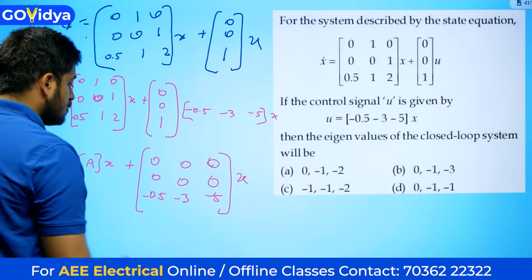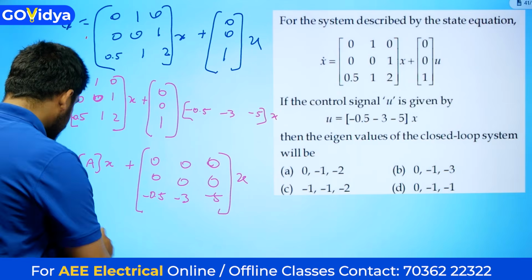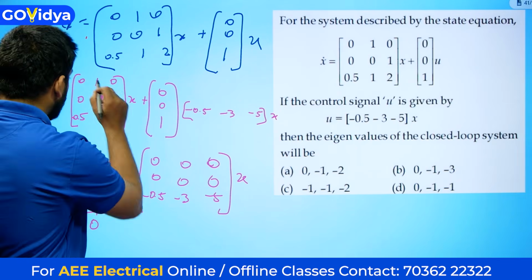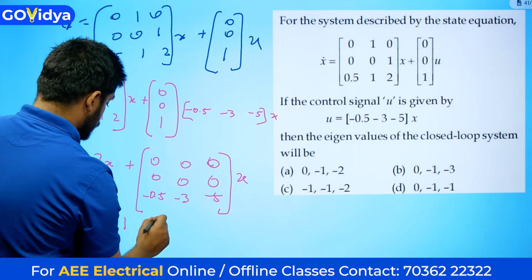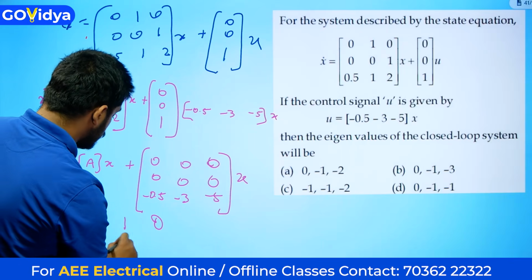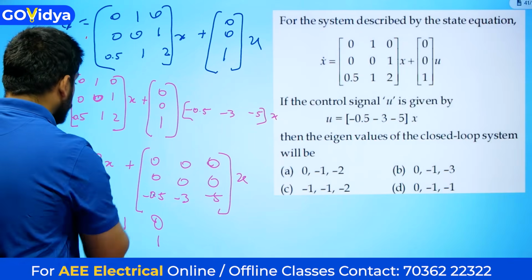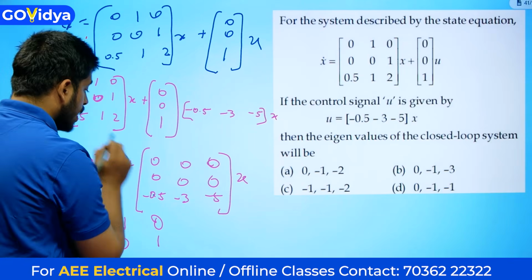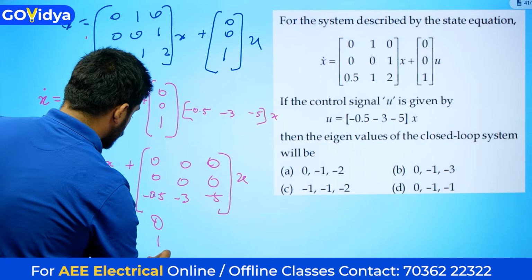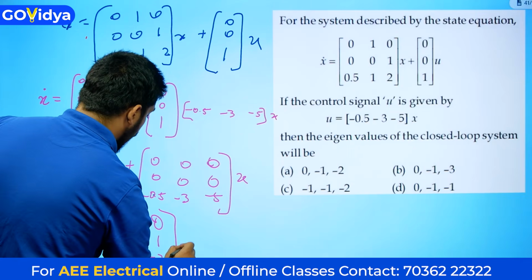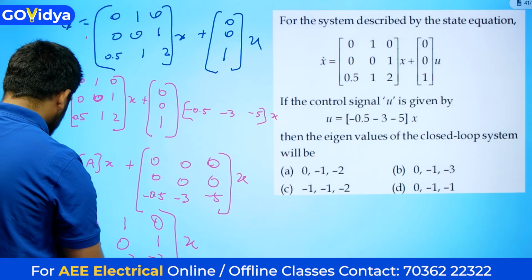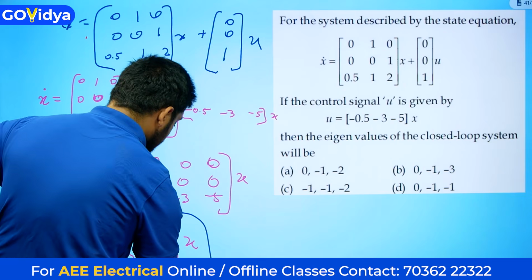This has the same variable, this has the same variable. We can add these both matrices. Then we are going to get 0 plus 0 is 0, 0 plus 1 is 1, 0 plus 0 is 0, 0 plus 0, 0, again 1. So [0 1 0; 0 0 1; -0.5+0.5, 1-3, 2-5] which is [0 1 0; 0 0 1; 0 -2 -3] into x. So x dot is equal to this whole matrix A into x.